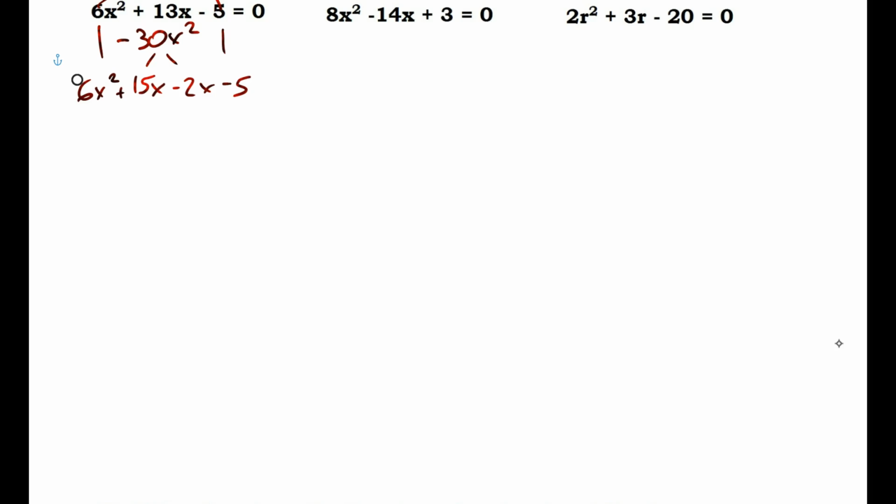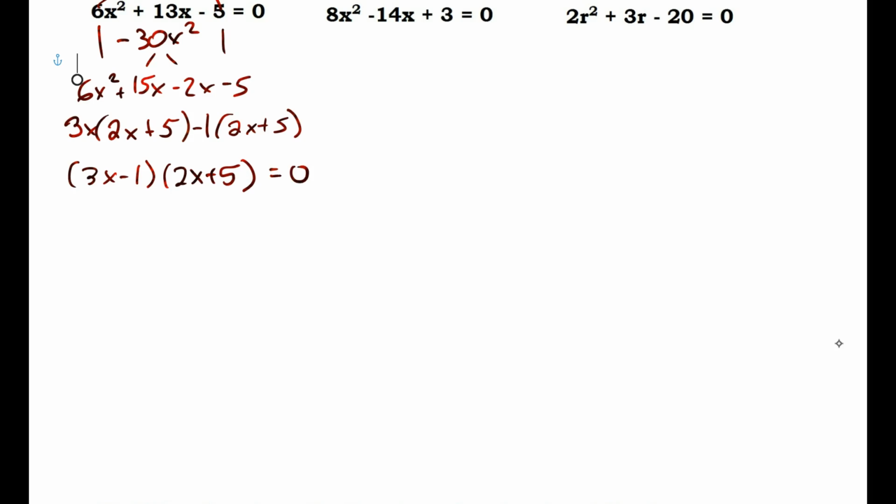All right, and then we factor out a GCF, which would be 3x. I'm slow in using this method because I rarely use it. 2x plus 5. And over here, we're going to factor out a negative 1, so we end up with 2x plus 5. And we end up with 3x minus 1 times 2x plus 5 is equal to 0. I'm going to teach y'all the shortcut real soon. So we have 3x minus 1 equals 0, and then 2x plus 5 equals 0.